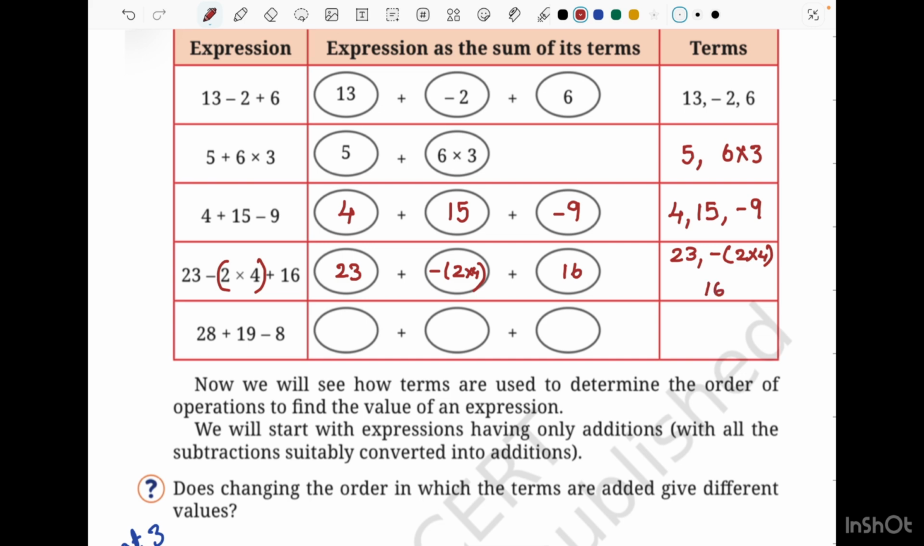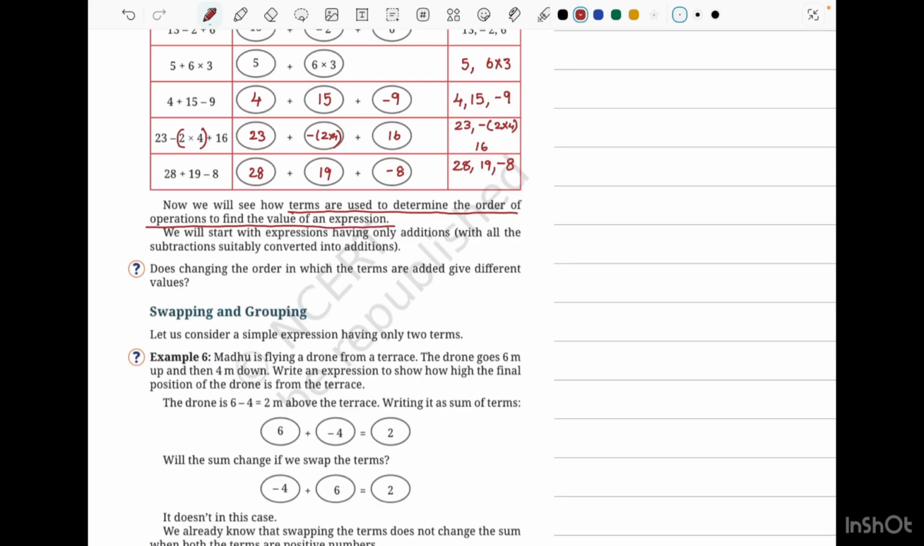Next question, 28 plus 19 minus 8. So the first term is 28, plus second term 19, plus third term minus 8. So the terms are 28, 19, minus 8. Terms are used to determine the order of operations to find the value of an expression. Take 4 plus 15 minus 9. The terms are 4, 15, minus 9.